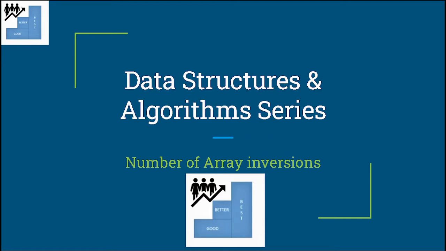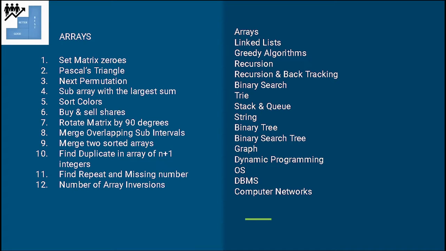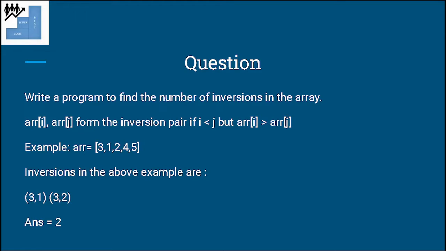And today we are into the 12th question of the array series in data structures and algorithms. So let's get started. Today we'll see how to count the number of array inversions in an array. What is an inversion? Let's understand it with the help of an example.